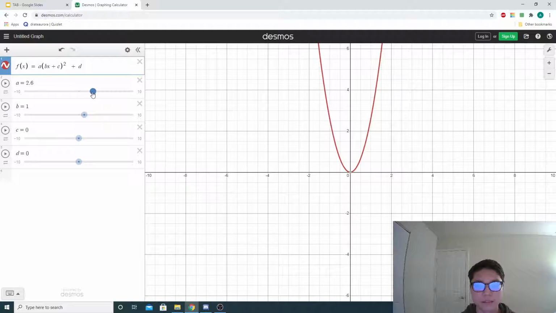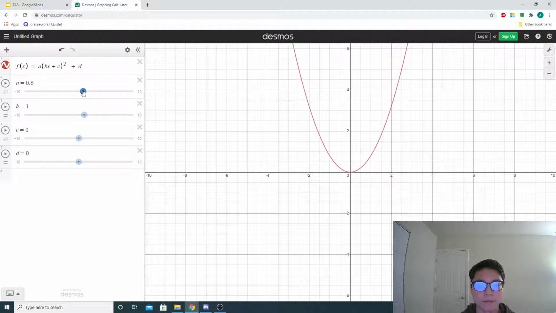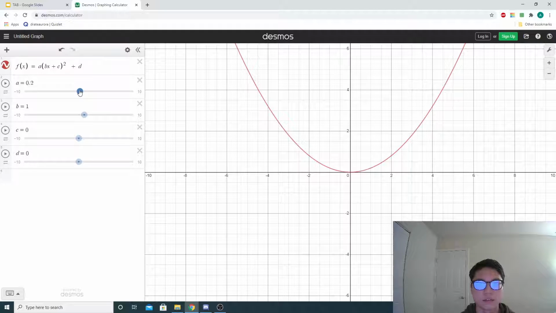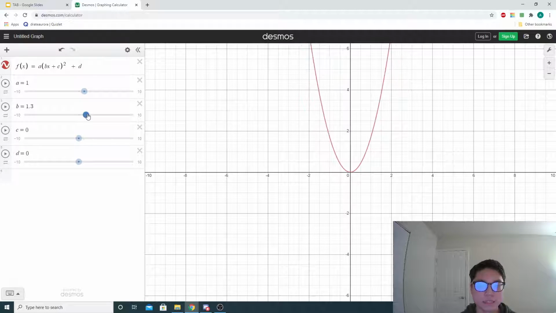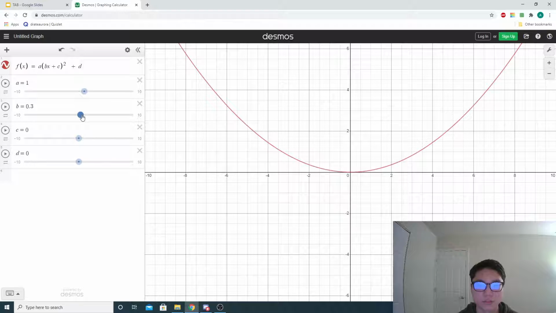That is why the parent function x squared is becoming thinner. When it's in between 0 and 1, it becomes wider, which is a shrink. A stretch, my bad. When b is increased, it is a horizontal shrink. That is why the function becomes thinner and then becomes wider, which is a horizontal stretch.